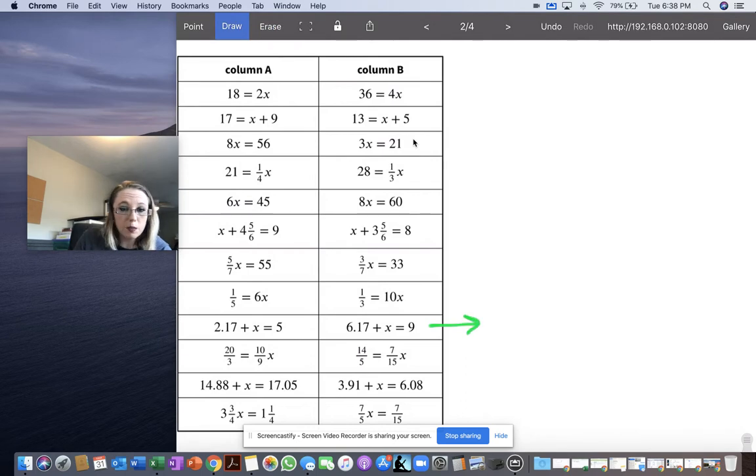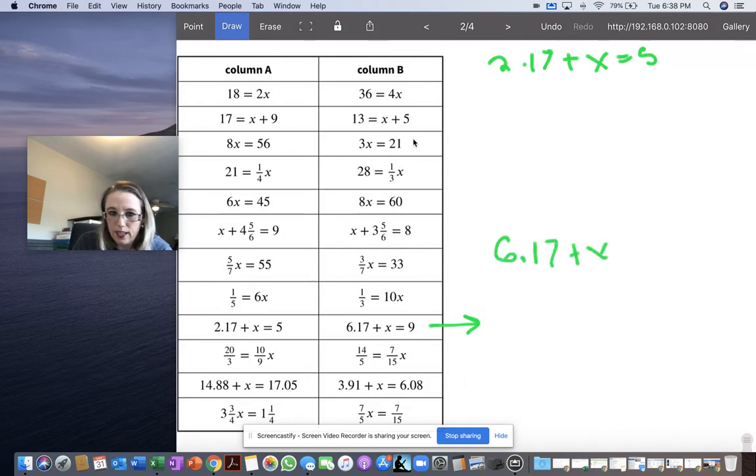Okay, here's some decimals for those of you that like decimals. So 2.17 plus x equals 5, okay? And 6.17 plus x equals 9, okay? So we're back to addition. So that means that you're going to use subtraction, okay?